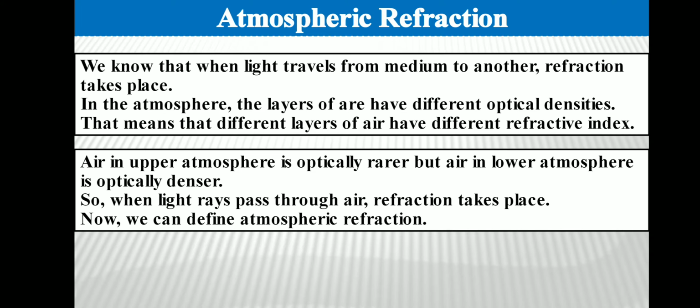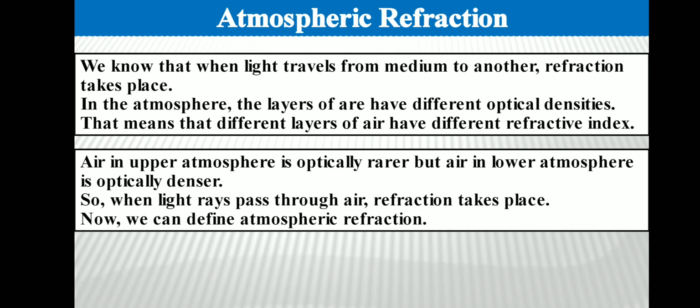Okay, so when light rays pass through air, refraction takes place due to variation of medium. You can see here only one medium is there, only air, but in air there are two types of air. Number one has high density and one has lower density. That is why here the medium is getting changed.